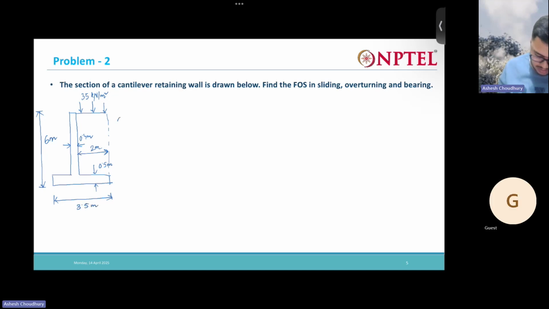So C prime is given as 0. Phi prime is given as 41 degrees. Unit weight is given as 16. Alright, and you have the safe bearing capacity of the foundation soil as 200 kilopascals.